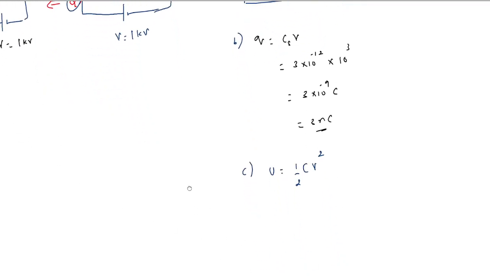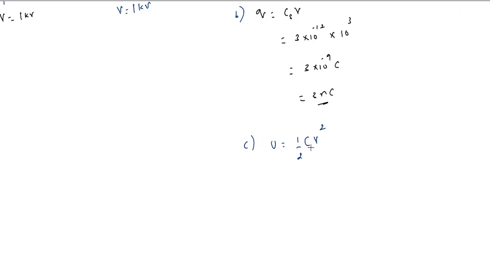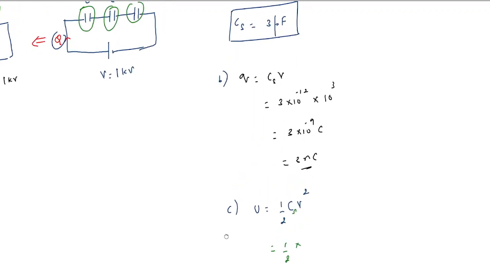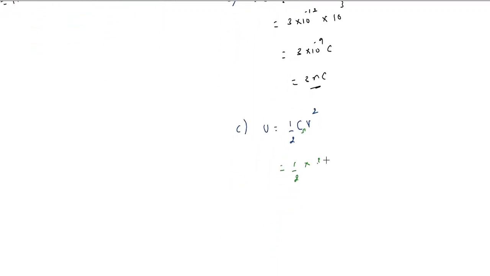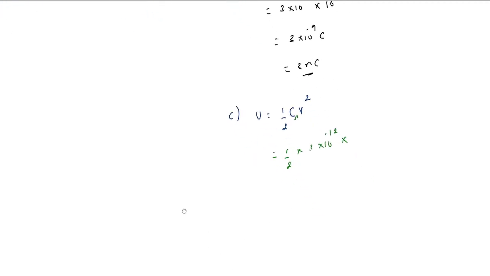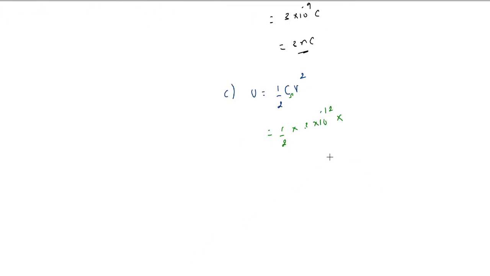In such a case, it becomes half into Cs, which is 3 picofarad, that is 3 into 10 power minus 12, into V square. V square is 10 power 3 the whole square. So it becomes 1.5 into 10 power minus 12 plus 6, that's 1.5 microjoule. If the question says to find the energy across each capacitor, it will be 1/3 of it.